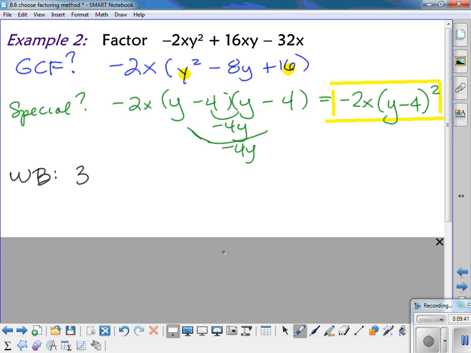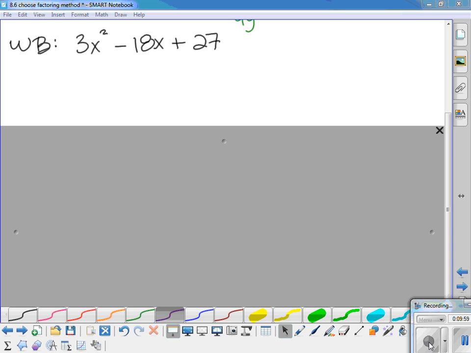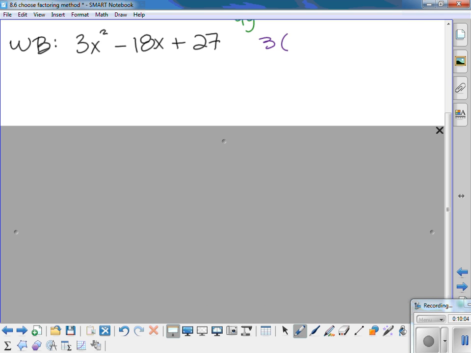Okay, any questions there? All right, then on your whiteboards, you're going to have 3x squared minus 18x plus 27. So first look for a GCF, and then see if you can factor what's left over. All right, looks like most of you guys are getting it. So we have 3 for our common factor, and then we're left with x squared minus 6x plus 9. And then you guys tested it, x minus 3 times x minus 3, and it worked, right? So you ended up with 3 times x minus 3, the quantity squared.